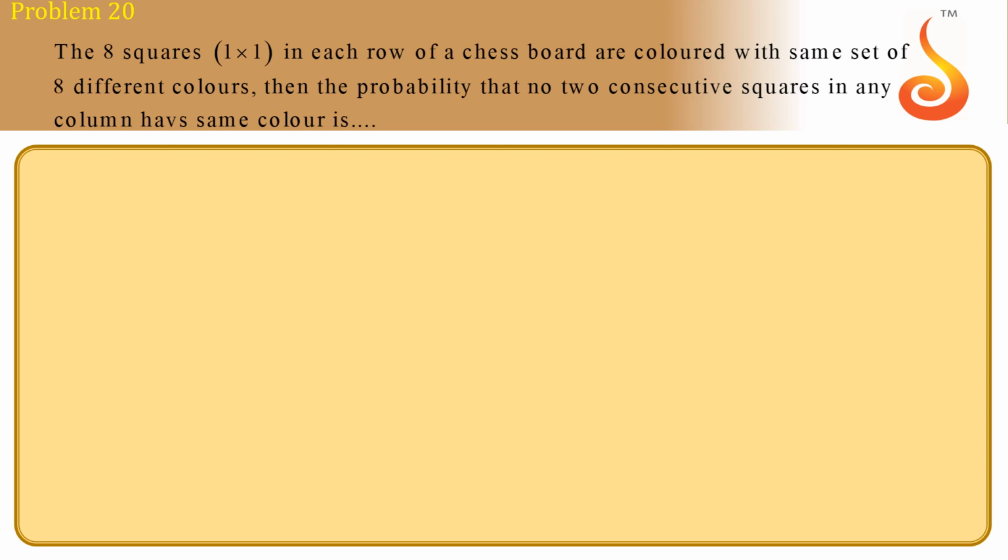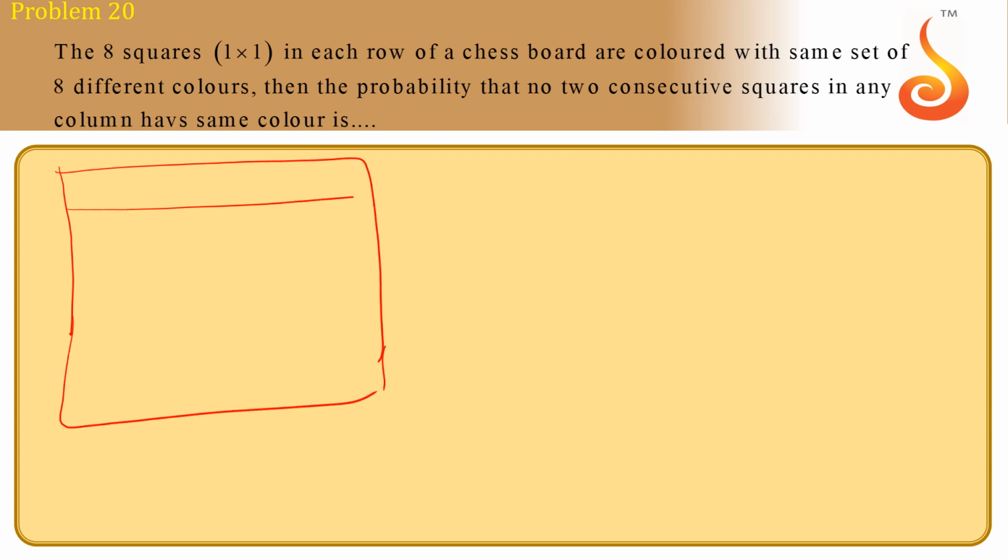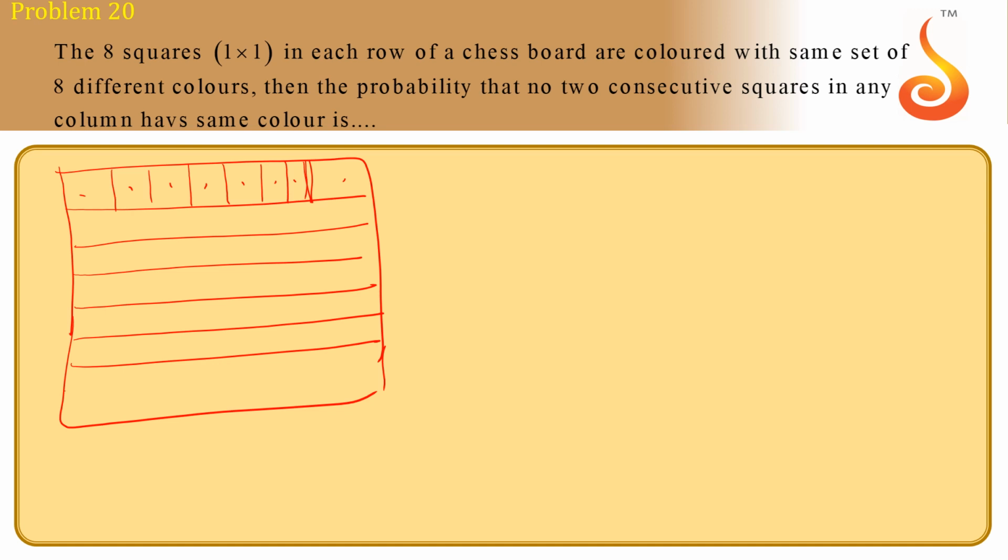Next problem. The 8 squares in each row of a chessboard are colored with the same set of 8 different colors. So in the chessboard, 1 2 3 4 5 6 7 8, 1 2 3 4 5 6 7 8. So like this, 1 2 3 4 5 6 7 8. Now this is the chessboard we want to paint.